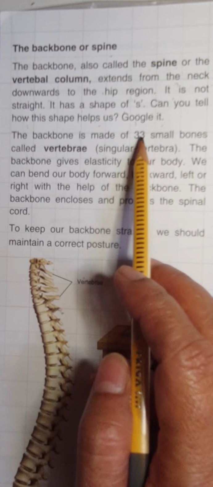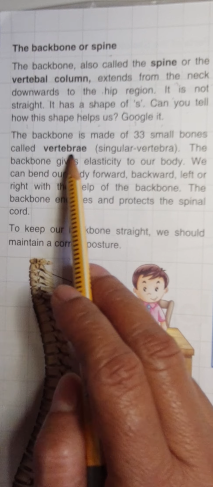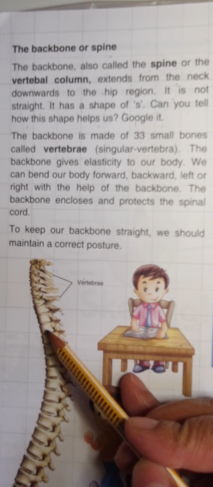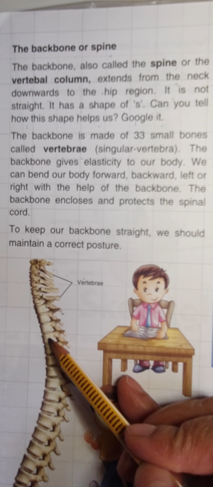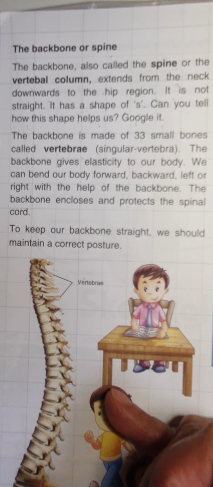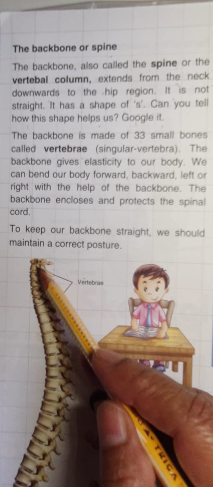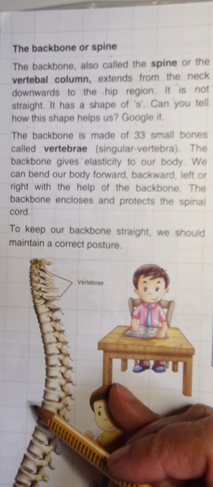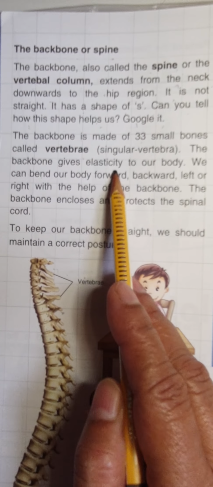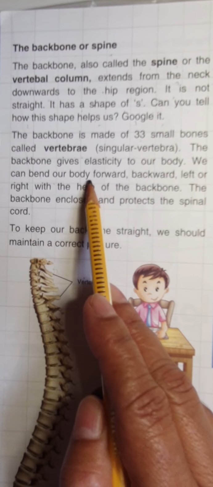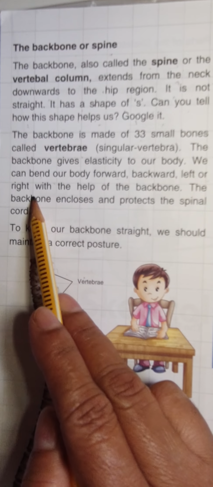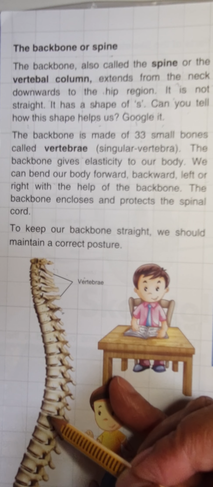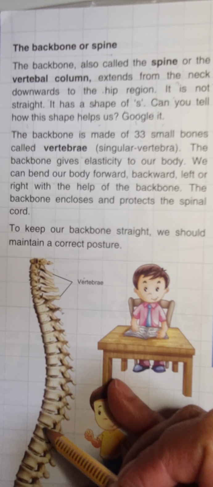Now let us read. The backbone is made of 33 small bones called vertebrae. Here you can see some small bones, these are all different. So this S shape, or your backbone, is made of 33 small bones, and each bone is joined with one another. So the backbone gives elasticity to our body. We can bend our body forward, backward, left or right with the help of the backbone, because there are 33 small bones and all are joined together.